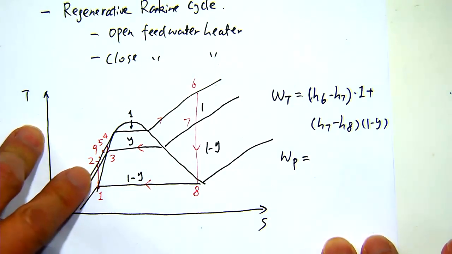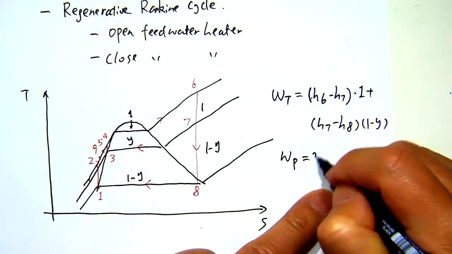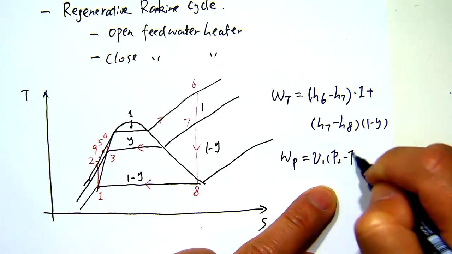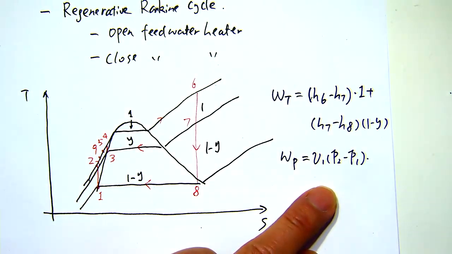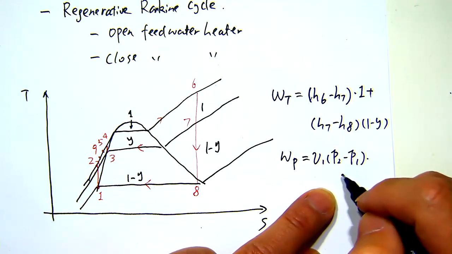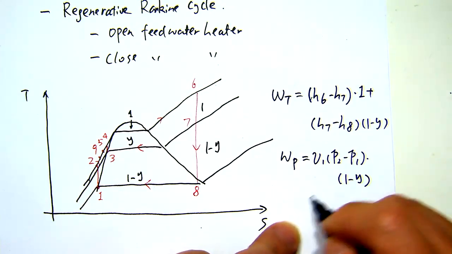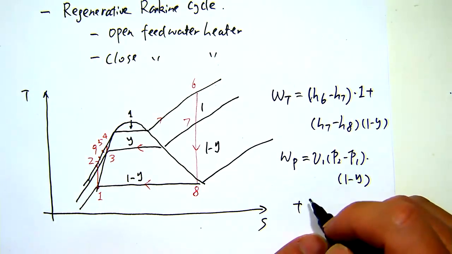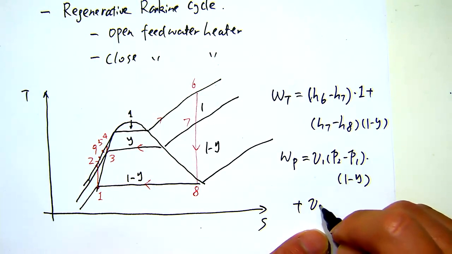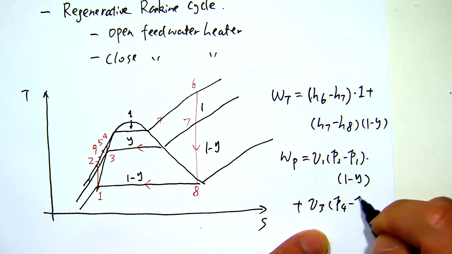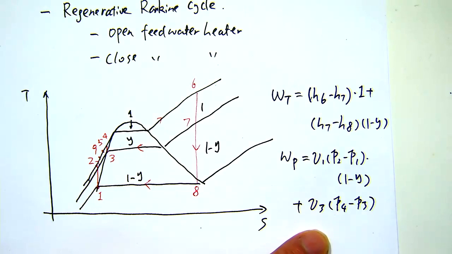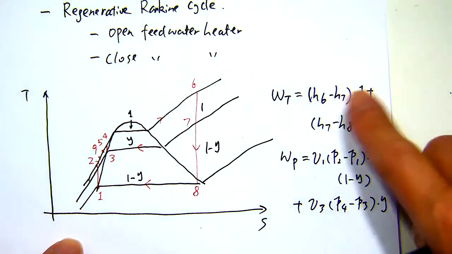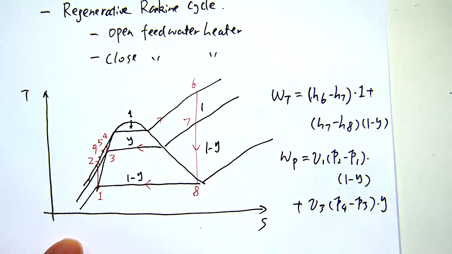and your total pumping work would be 2 parts. From 1 to 2, V1 times P2 minus P1 times the fraction of 1 minus y. And then the other pumping work, which is V3 times P4 minus P3, then times y. So the difference of these two is your net work output there.